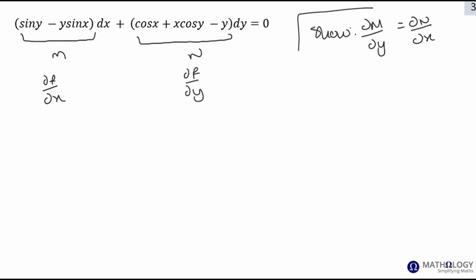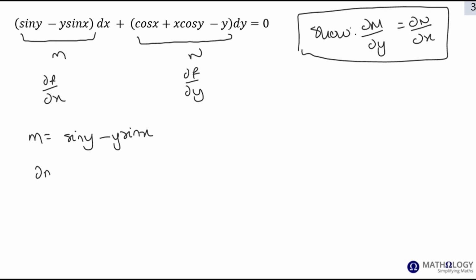with respect to x. So m equals sine y minus y sine x. So the partial of m with respect to y, the derivative of sine y will be cos y. With respect to y, sine x will be a constant, in fact minus sine x. So we'll just write that down. And the derivative of y will be 1. So 1 times minus sine x will be minus sine x. So this is the expression for the partial of m with respect to y.